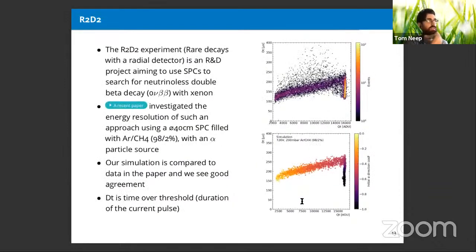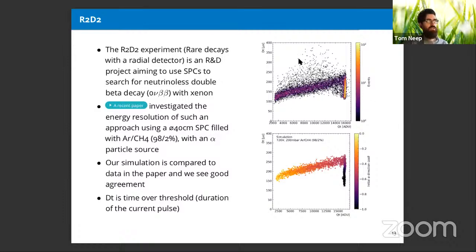The second use case I'll talk about is the R2D2 experiment. This is an R&D project aiming to use an SPC to search for neutrinoless double beta decay. We recently worked with that collaboration, providing some simulation of their detector. What they were doing was calibrating or investigating the energy resolution of a detector. They had a 40 centimeter diameter SPC filled with argon and methane, and they had an alpha particle source. And they put that alpha particle source in the detector and then looked at the energy resolution.